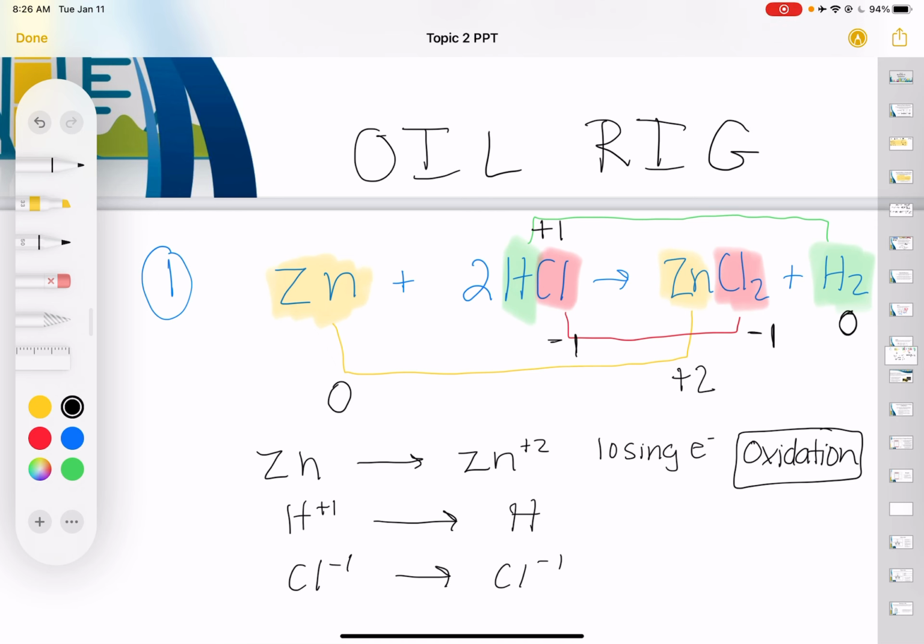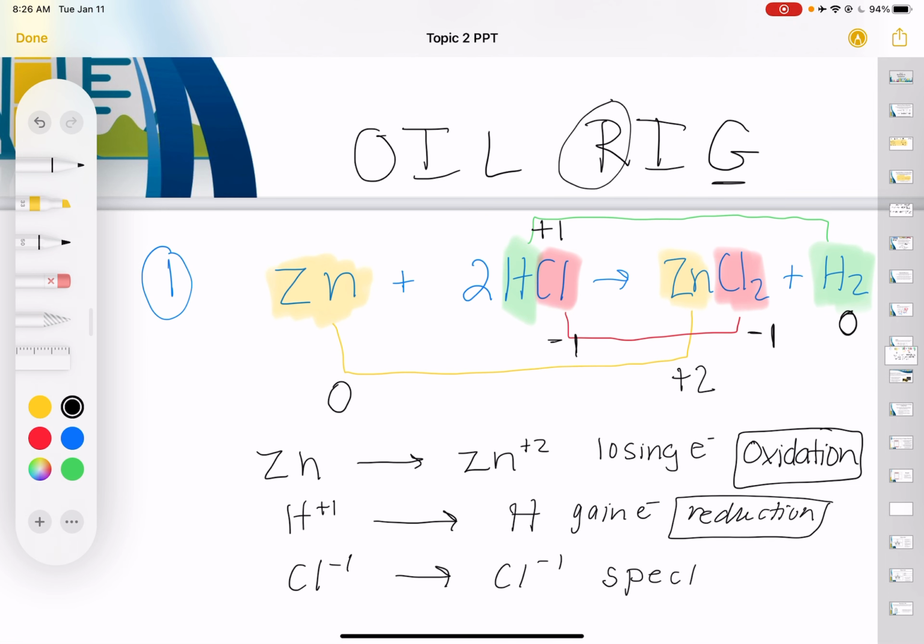This one, hydrogen, it's going from a +1 to a 0. So that is actually becoming more negative. So to become more negative, you need to gain electrons. So when you gain electrons, that's reduction. And then the last one is chloride. It goes from -1 to -1. So that doesn't change. So that's just a spectator ion. Okay.